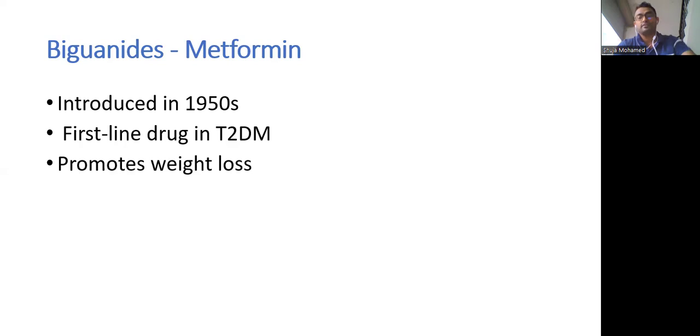It promotes weight loss. That's a good advantage. Because some people don't have diabetes, but they are obese. What they do is they take metformin every day to reduce the weight. So that is one of the benefits of having metformin.